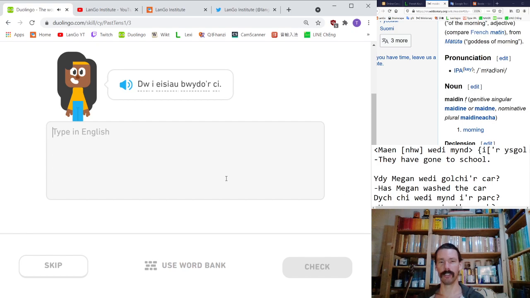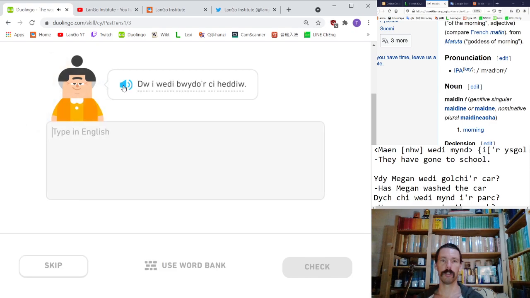Dwi eisiau bwydo'r ci. Bwydo'r, causative verb. Eisiau, I want to. Mwynhau is enjoy. Hoffi is like. Eisiau, I want to. Bwydo'r ci, feed the dog. Dwi eisiau bwydo'r ci.